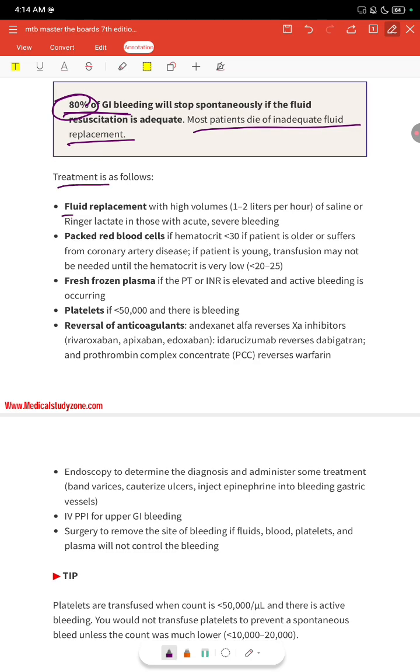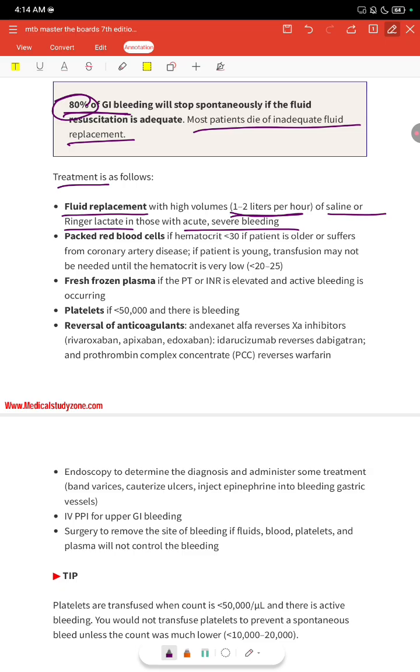Treatment is as follows. Fluid replacement with high volumes, 1 to 2 liters per hour of saline or Ringer lactate in those with acute severe bleeding. 1 to 2 liters per hour should be administered of normal saline or Ringer lactate with acute severe massive hemorrhages or bleeding.